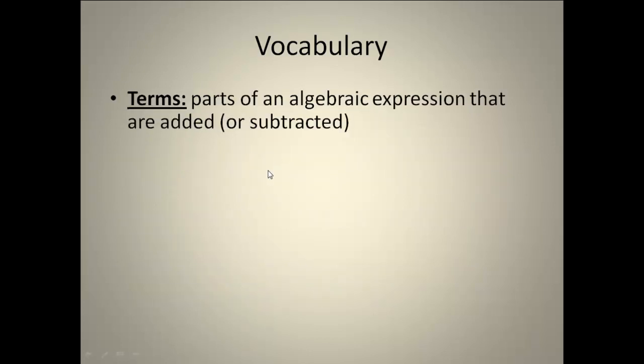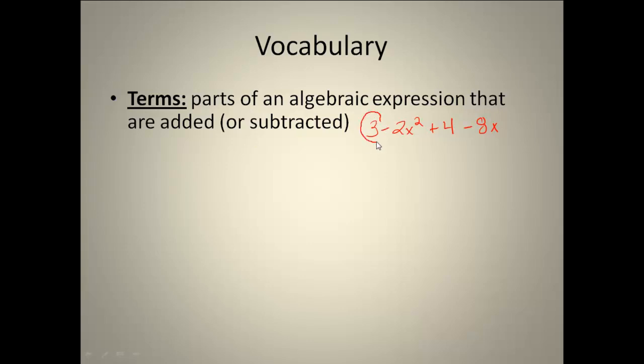Okay, the next set of vocabulary, a term. Now this one's more important than any of the last four we just did. Terms are the different parts of an algebraic expression that are added or subtracted. So if I were to have an algebraic expression like 3 minus 2x squared plus 4 minus 8x, it's the parts of the expression that are added or subtracted.